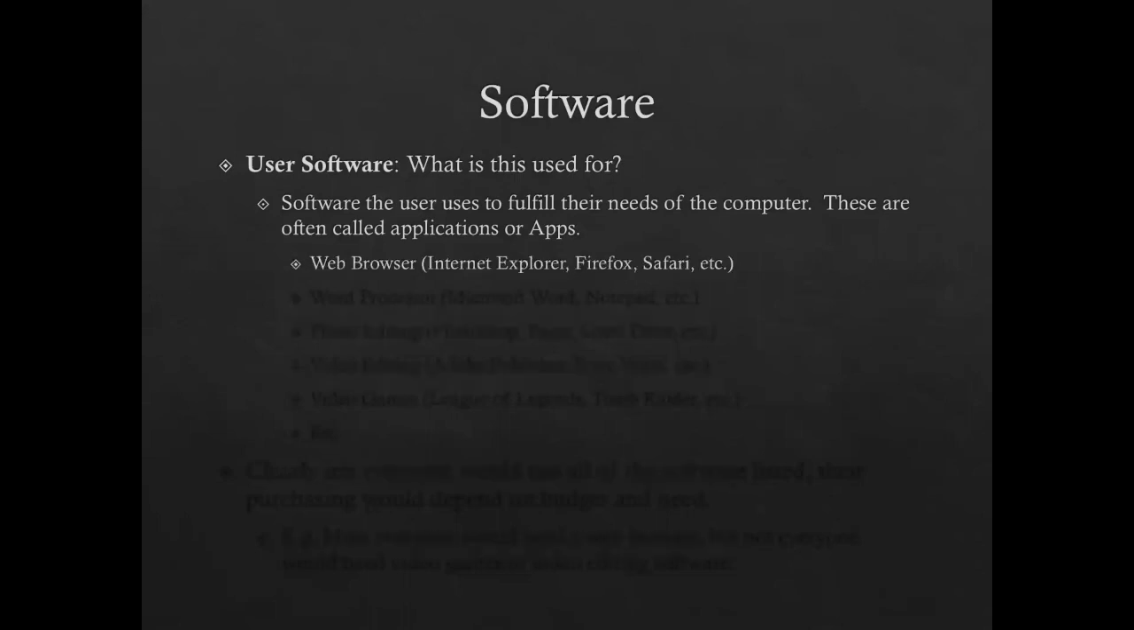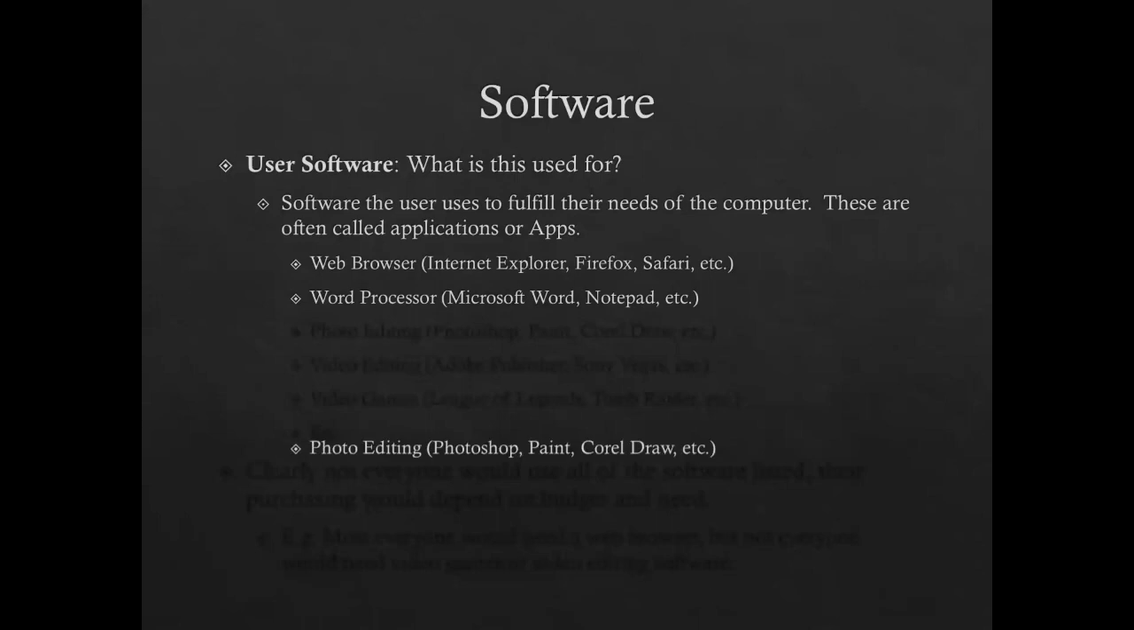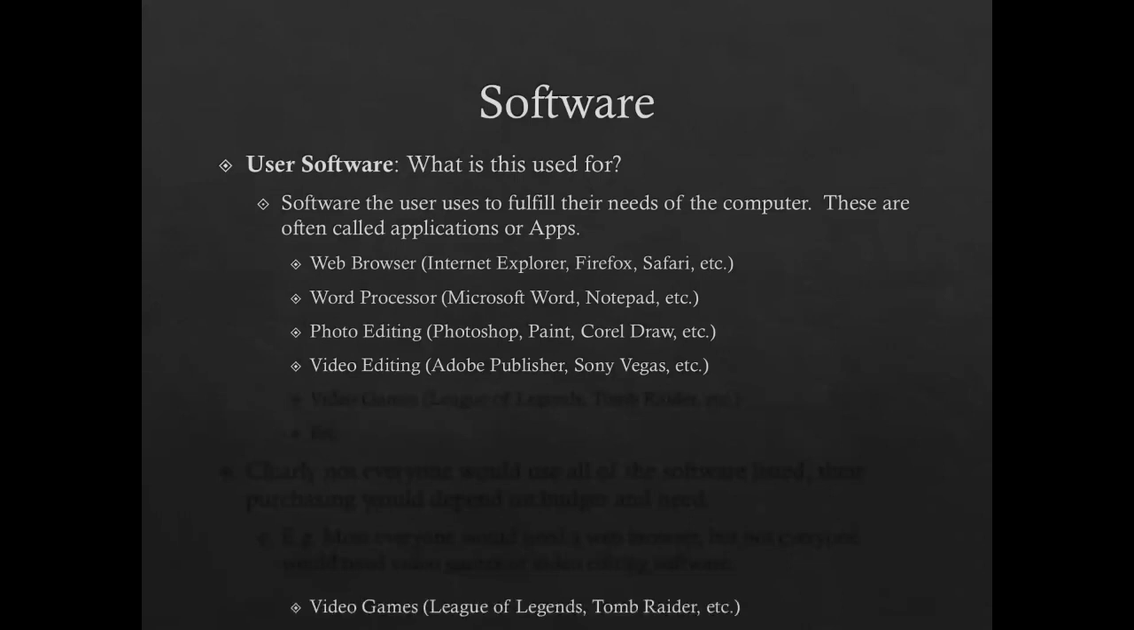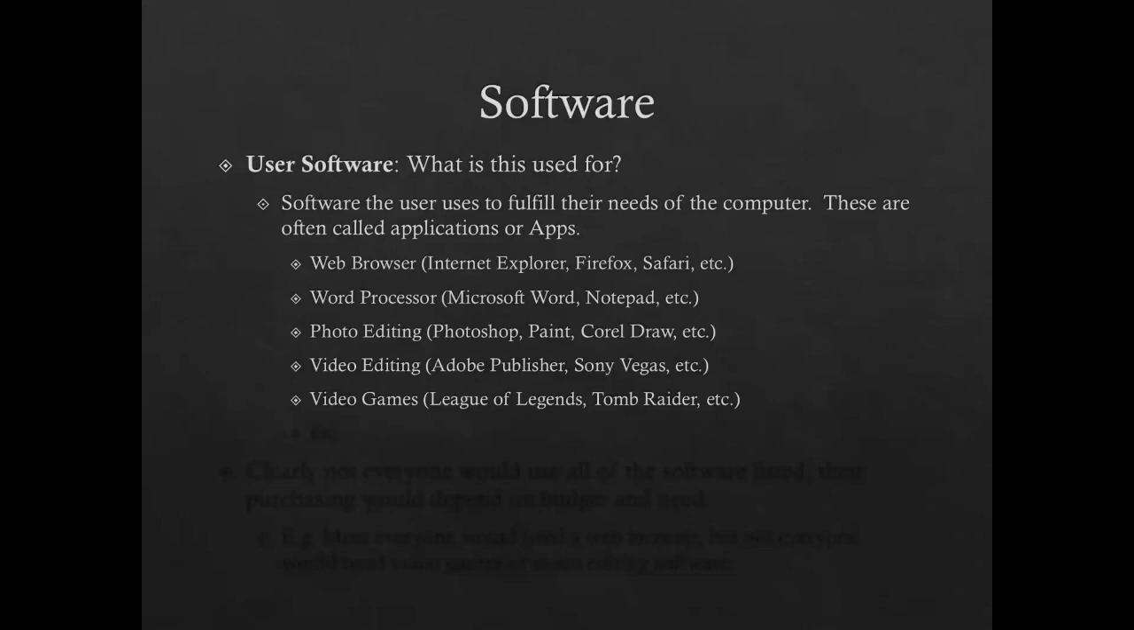And so just some examples, web browsers like Internet Explorer, Firefox, Safari, obviously Microsoft Edge nowadays, Google Chrome. Ironically, the two most used are not in the list. Word processors: Word, Notepad, I can't remember what it's called on Mac, Pages or something like that. Photo editing: Photoshop, Paint, CorelDRAW, all sorts of different programs. Of course, video editing: Adobe Publisher, Sony Vegas. I'm a big fan of a number of different other ones, cheaper ones, but use what you want. Video games, of course, these are all end user software. Video games like League of Legends, Tomb Raider, Halo, Destiny, whatever you're into.